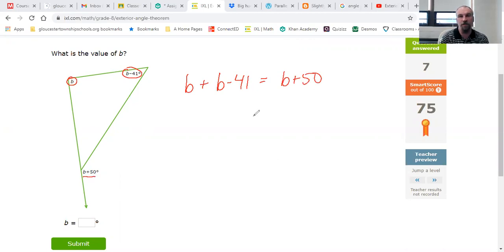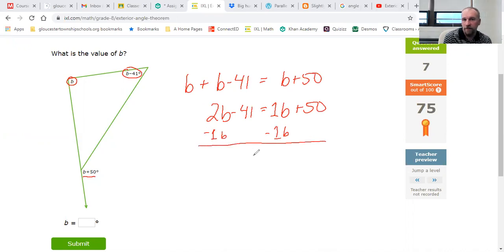So I'm going to need to solve this equation because I have multiple sets of variables. I have two b's on the left and a b on the right. So let's solve the equation. We'll combine like terms on the left. 2b minus 41 is equal to b plus 50. If it's helpful to put a 1 in front of that b, you might want to do that to remind yourself that you're subtracting 1b. If I subtract 1b from both sides, I just get 1b minus 41 is equal to 50, and then finish off by adding 41 to both sides, and b is equal to 91.